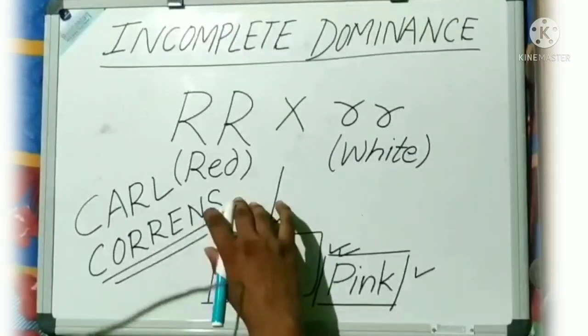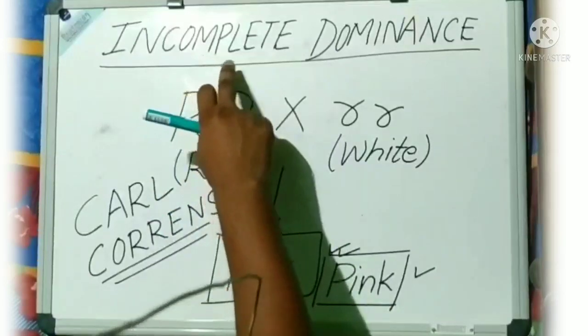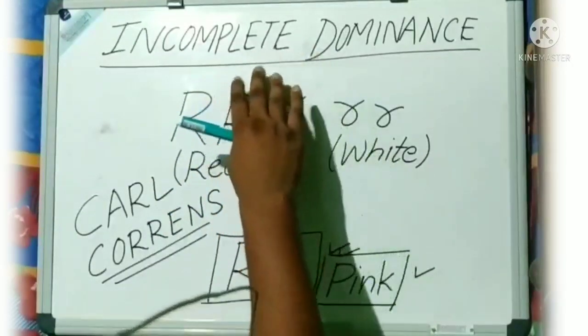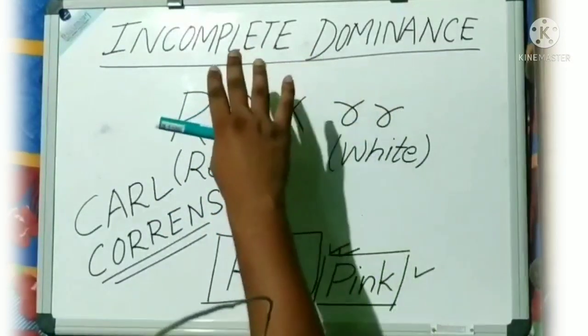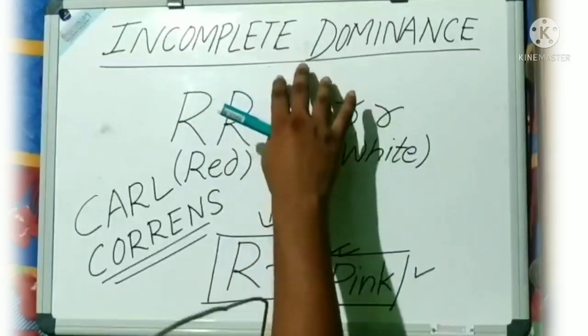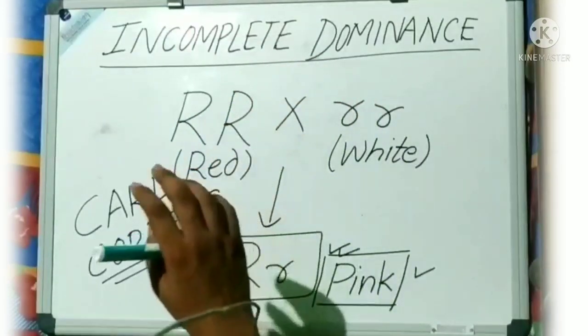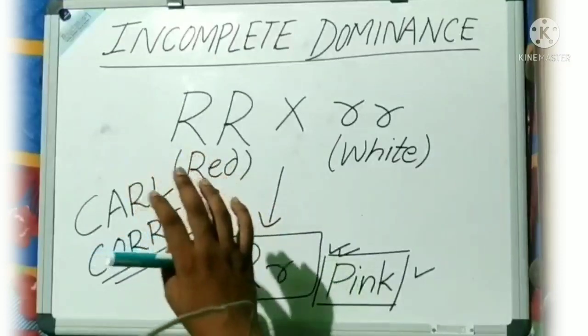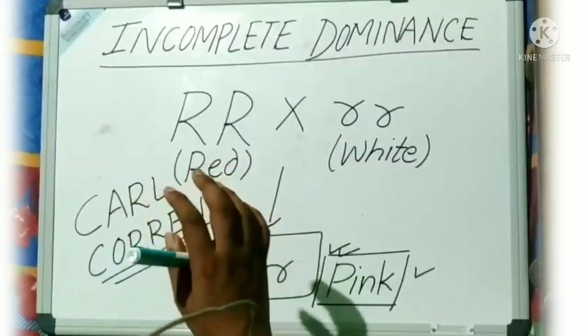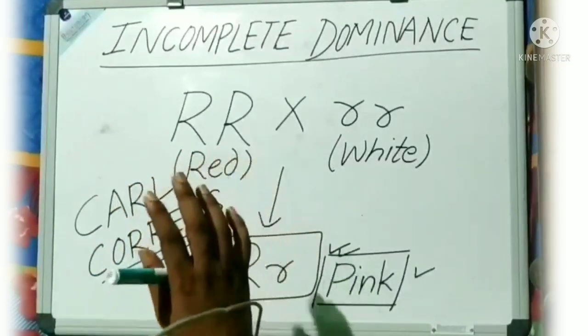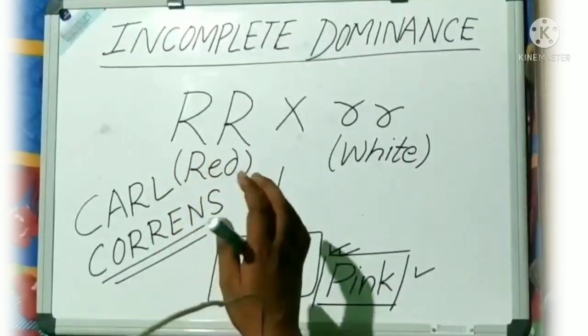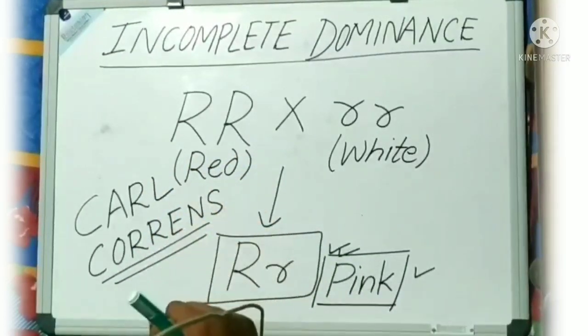In this video we are going to talk about incomplete dominance. What is incomplete dominance? It is a phenomenon of inheritance in which neither of the alleles of a gene is completely dominant over the other, and the hybrid is intermediate between the two parents.